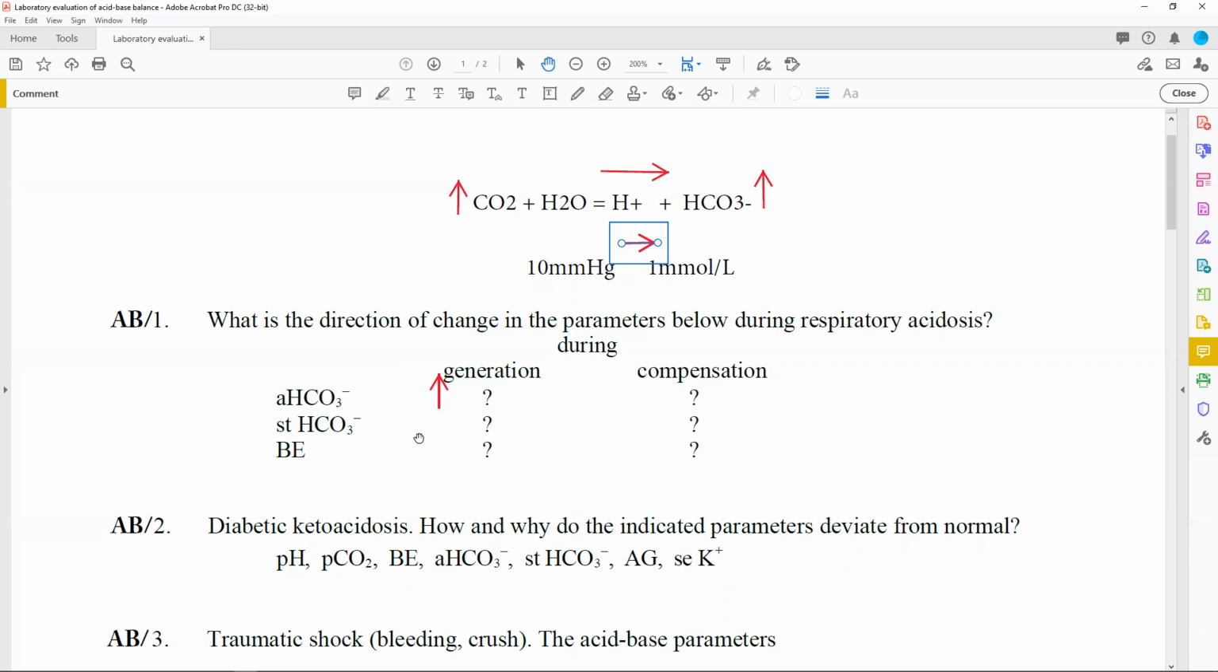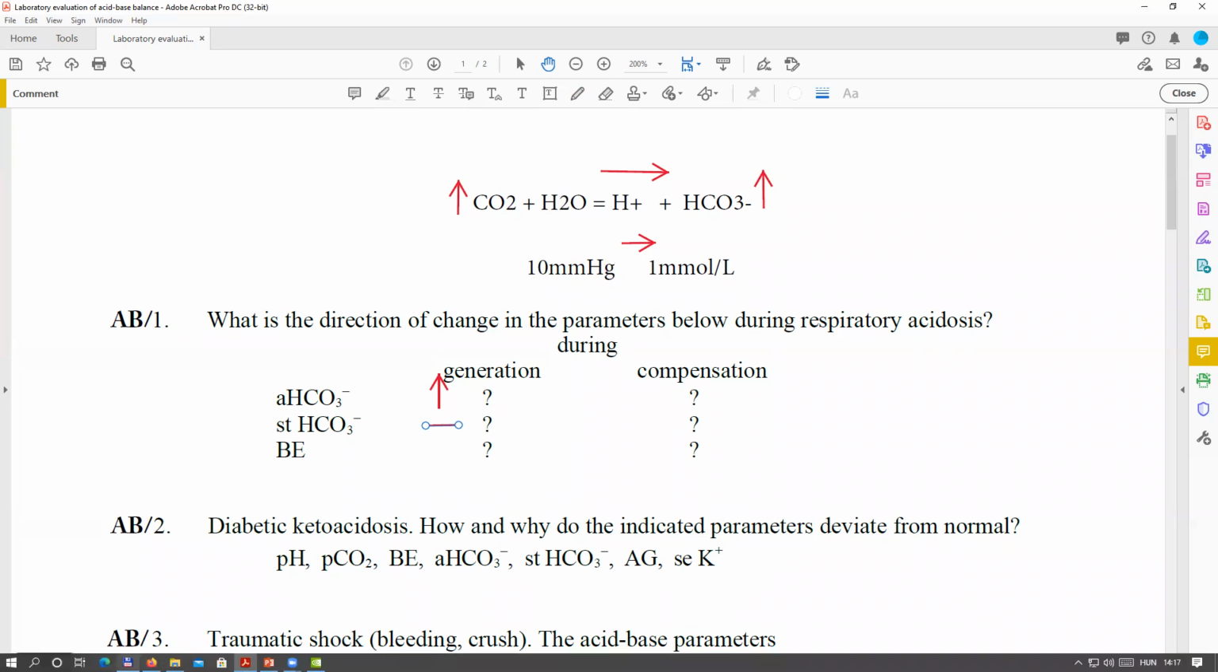What about the standard bicarbonate? It doesn't change, at least in the beginning, because it takes time. What is the difference between the actual bicarbonate and the standard bicarbonate? For a standard bicarbonate, we normalize it with PCO2, and it only talks about the metabolic process. Actual reflects both respiratory and metabolic processes.